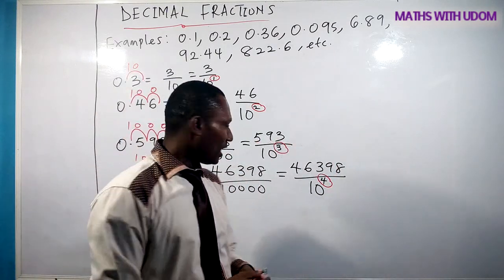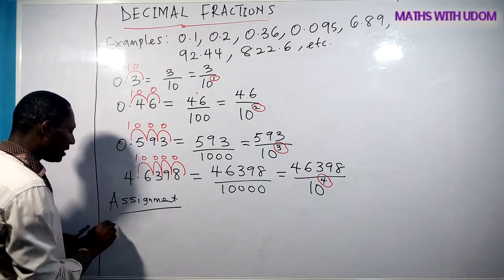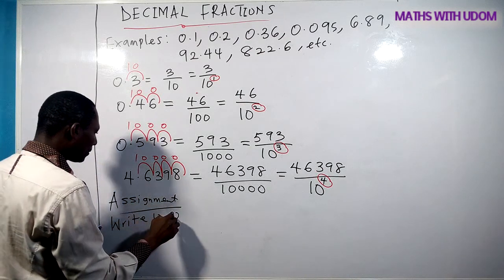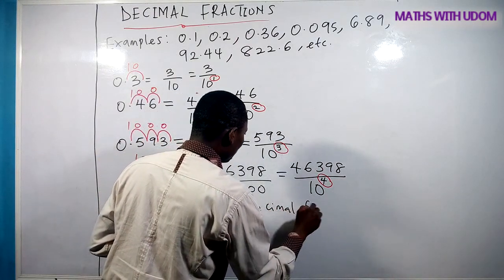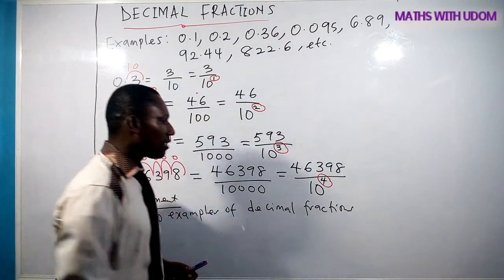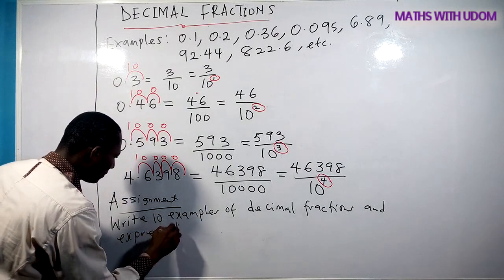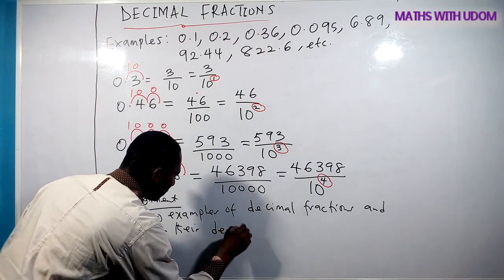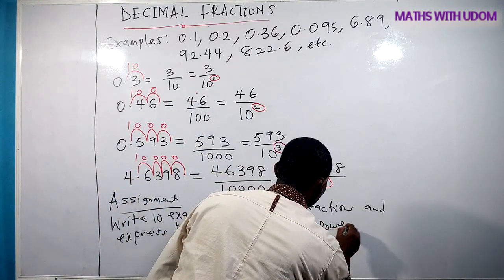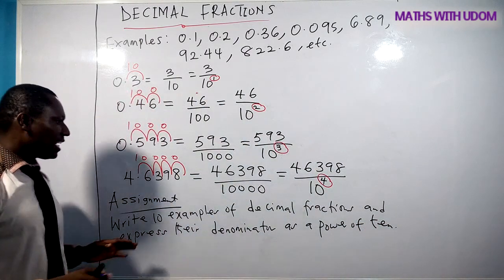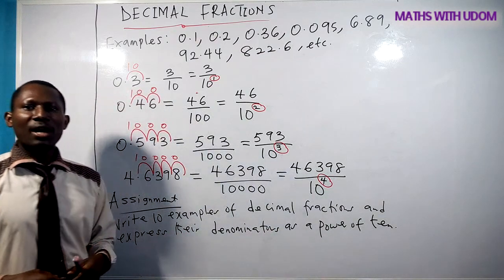So I'm going to give you assignments. Okay? So take your assignments. The assignment is: write 10 examples of decimal fractions and express their denominators as a power of 10.